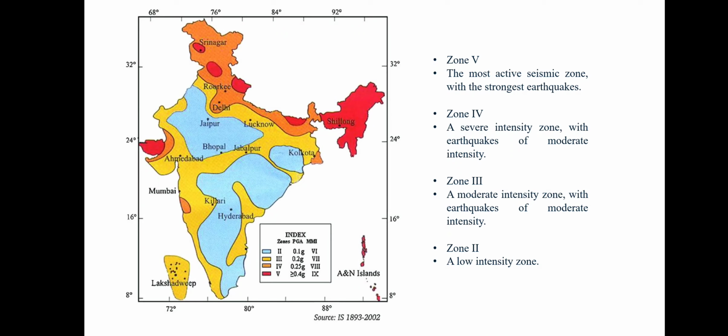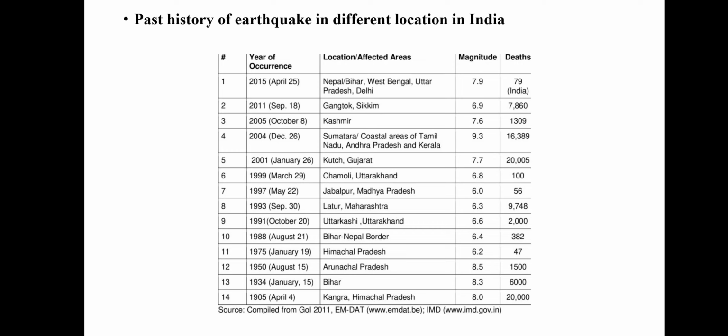Most earthquakes happen in Zone 5 and Zone 4, which include Srinagar, Shillong, and some parts of Gujarat. Here is a past history of earthquakes in different locations in India. We are going to cover some earthquakes from this chart, which had more magnitude and damaged the infrastructure and humans. So let's start.